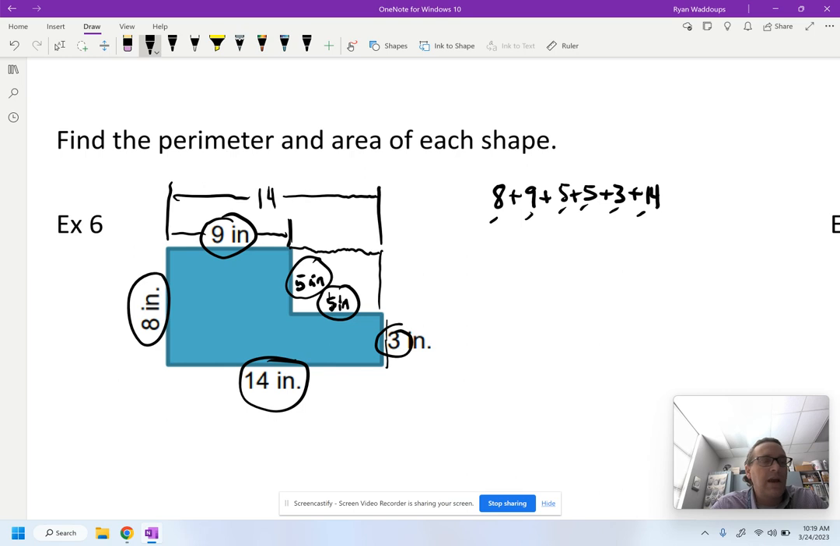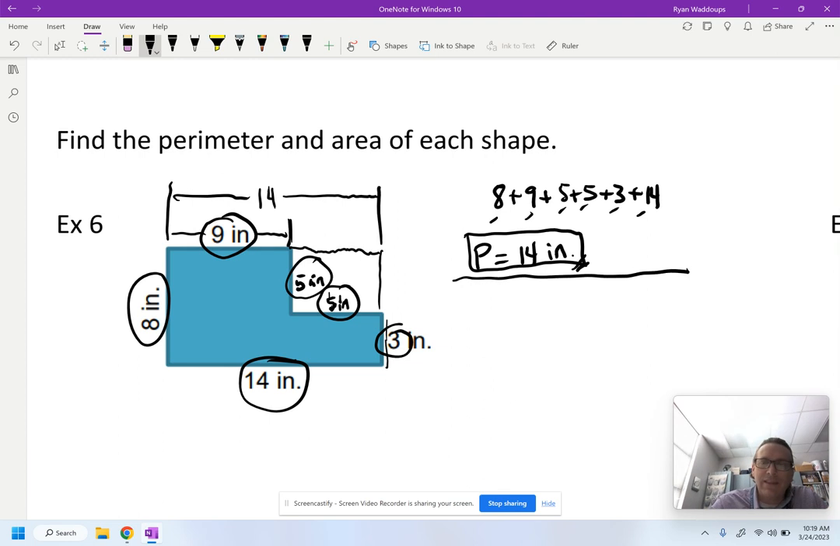And just count them here. 1, 2, 3, 4, 5, 6. Make sure I've entered them correctly. I have, and I get that the perimeter here is 14 inches. Remember, the perimeter is just the distance around, and so it is a distance. It's just the length in inches.